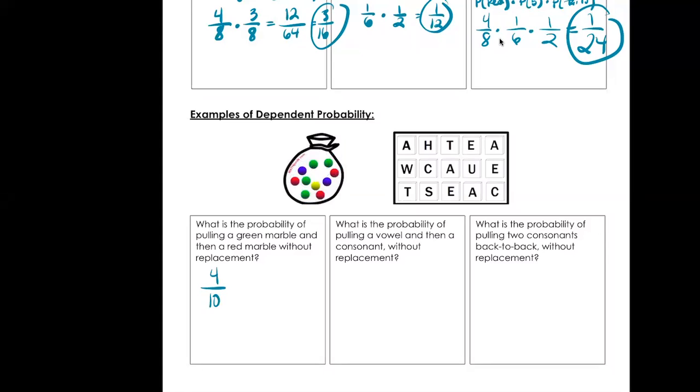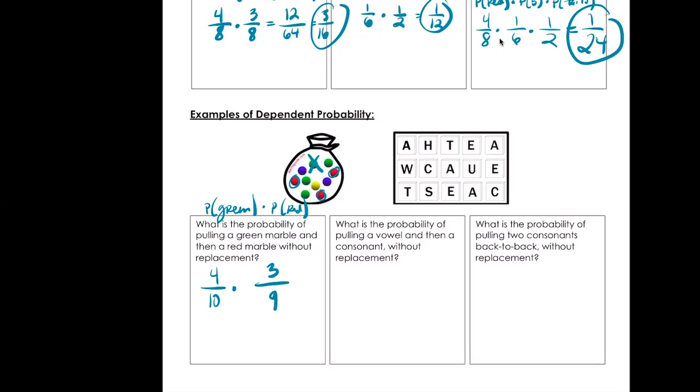Now, if we successfully get a green marble, there's 1 less marble in the bag, 1 less green marble in the bag. That one's gone, okay? So when we go to find the probability of red, oh, I forgot to write this out. Probability green times probability red. How many red marbles are in this bag? 3. But there's no longer 10 marbles, okay? Because we took out 1 and we did not put it back. So there is now 9 marbles.